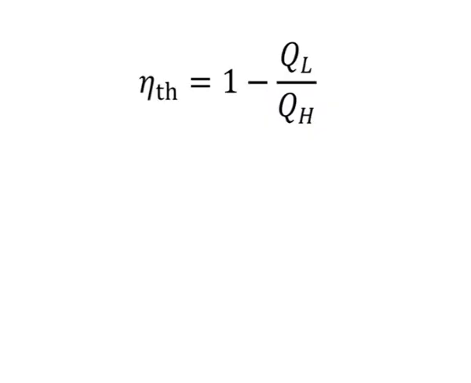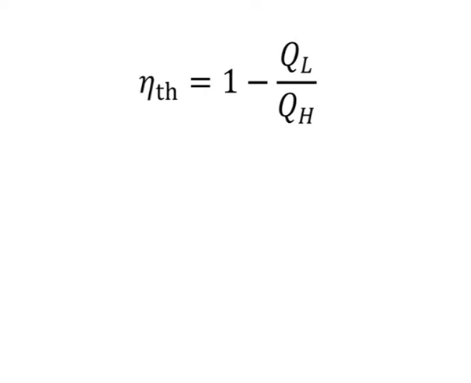The Carnot heat engine. The hypothetical heat engine that operates on the reversible Carnot cycle is called the Carnot heat engine. The thermal efficiency of any heat engine, reversible or irreversible, is given by this equation as eta_th is equal to 1 minus QL upon QH. Here QH is heat transferred to the heat engine from a high temperature reservoir at TH. QL is the heat rejected to a low temperature reservoir at TL.